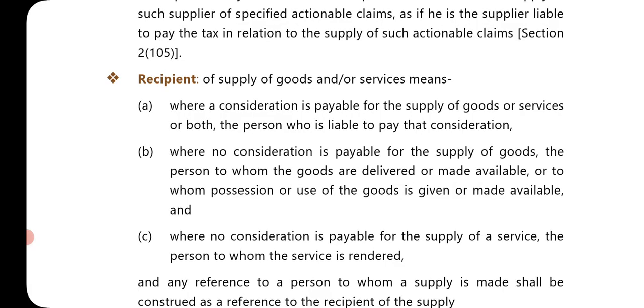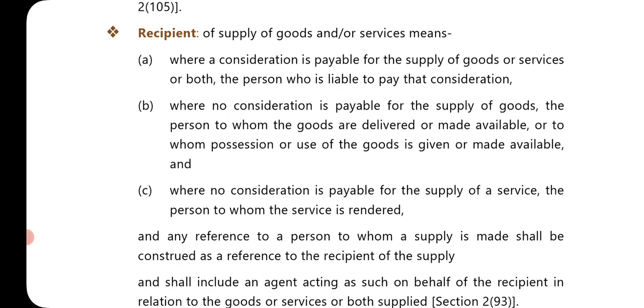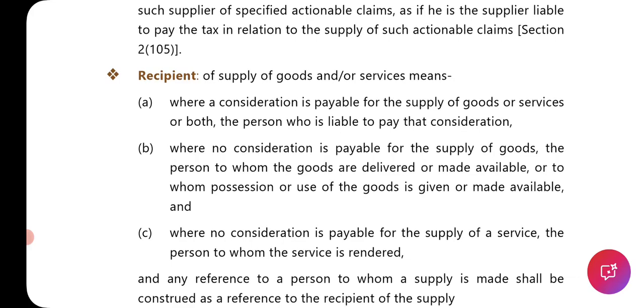Recipient of supply of goods and or services means, where consideration is payable for the supply of goods or services or both, the person who is liable to pay that consideration. Where no consideration is payable for the supply of goods, the person to whom the goods are delivered or made available, or to whom possession of the goods is given or made available. And where no consideration is payable for the supply of service, the person to whom the service is rendered. So initially we understood consideration. Now, who is the recipient? So they are talking about the recipient of supply of goods or services.